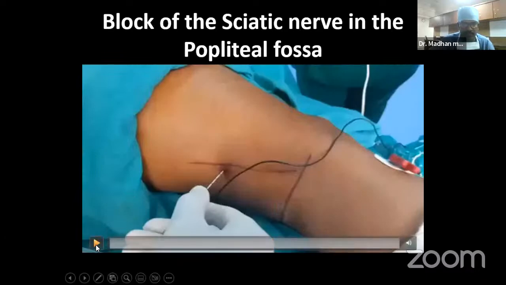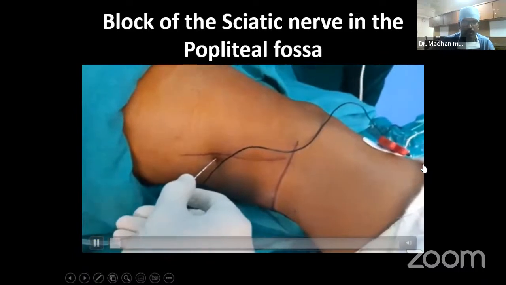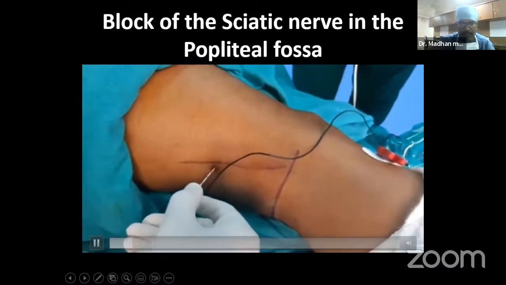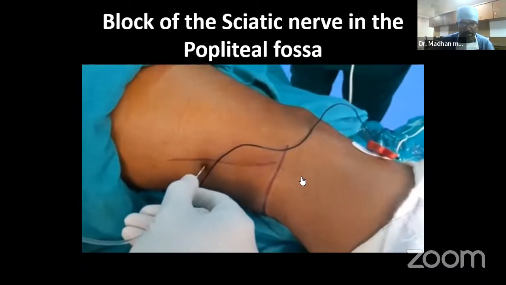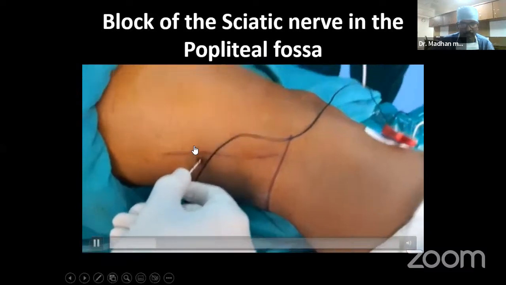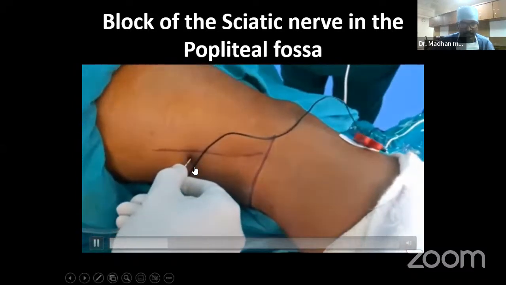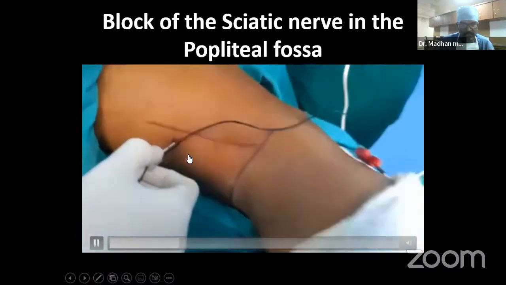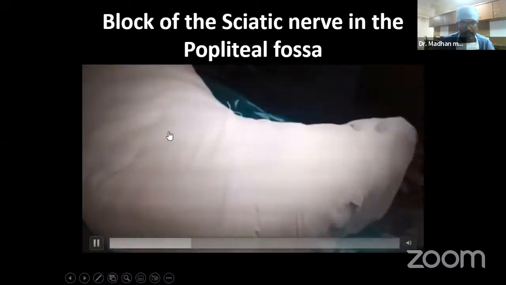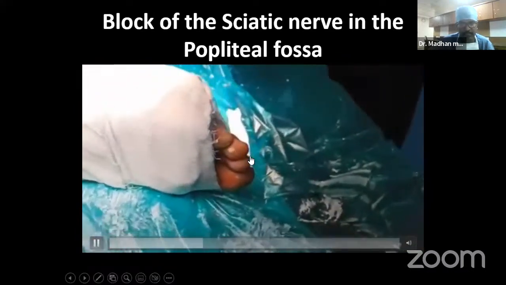This is a video of a popliteal sciatic PNS guided block. The patient is in lateral position, and the landmarks are marked from the popliteal crease. This is the biceps femoris tendon. As I told, the nerve usually lies very close to the biceps femoris, and the needle is entered perpendicular, and you can see the plantar flexion here.